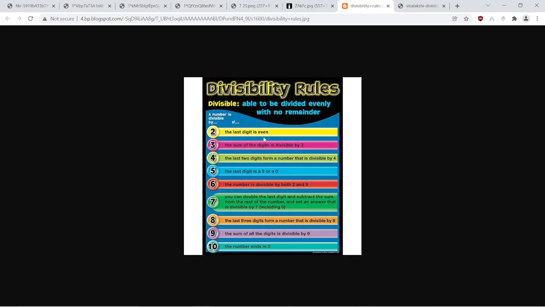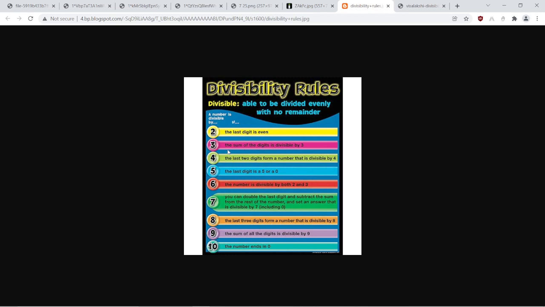Remember, even digits are 0, 2, 4, 6, 8. So if the number ends in one of those, you know that it's divisible by 2. If you want to find if it's divisible by 3, you can add up all the digits that you see, and then see if that sum is divisible by 3.